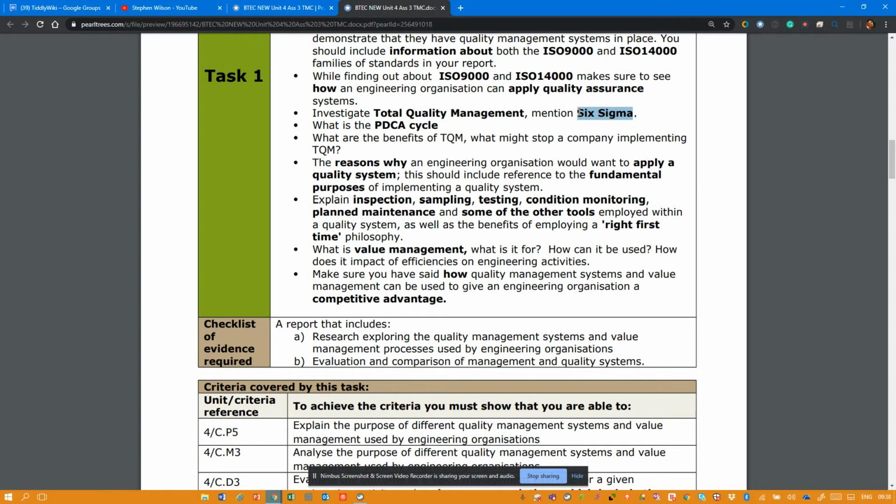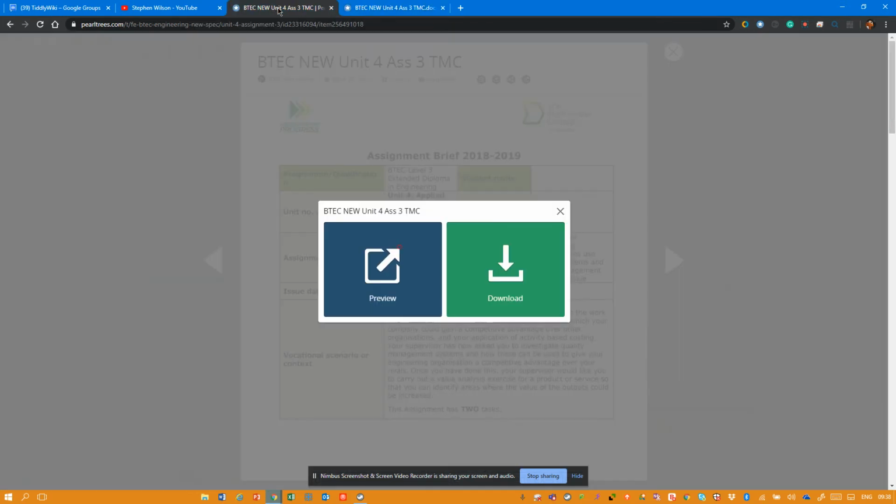So that's Six Sigma. Just mention it if you can find somewhere that gives you a brief overview of what Six Sigma is. Don't go into too much depth, because you can disappear down that rabbit hole for quite a long way. Okay, what is the PDCA cycle? Well, that's easy to answer.